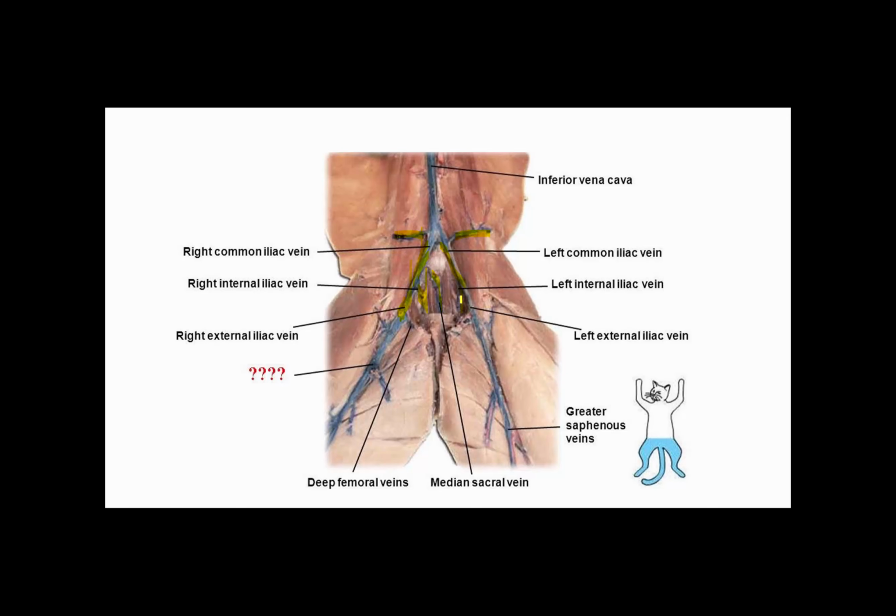Over here is the left internal iliac vein, and over here is the left external iliac vein. And again, when it crosses the inguinal canal, it turns into the femoral vein. So this over here, the question mark is asking you to identify this vein, and that would be the right femoral vein at that point. Going deep, here is the deep femoral vein. And as we continue with the femoral vein, we see the great saphenous vein leading up to the femoral vein.